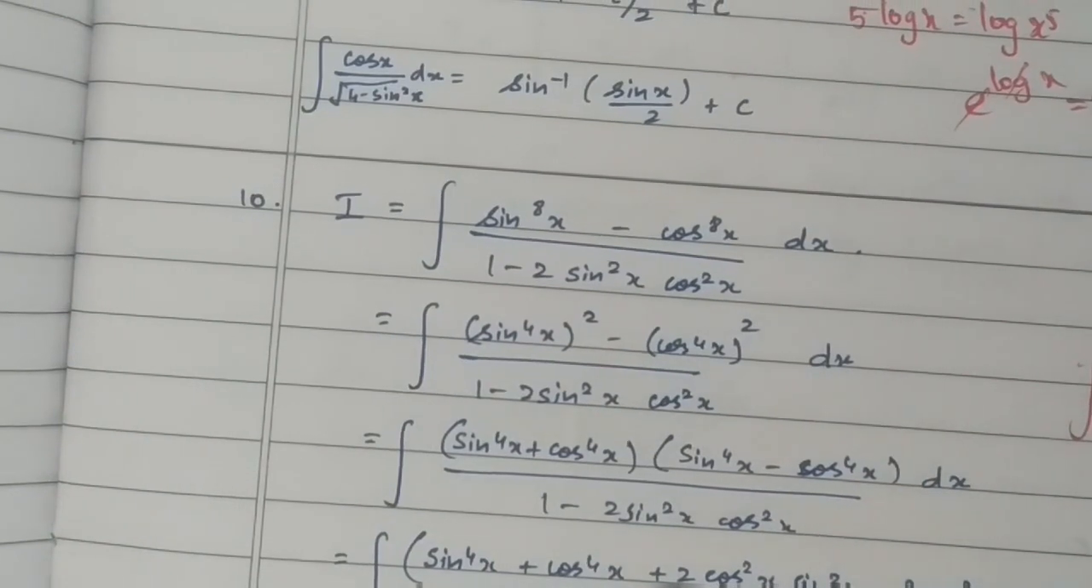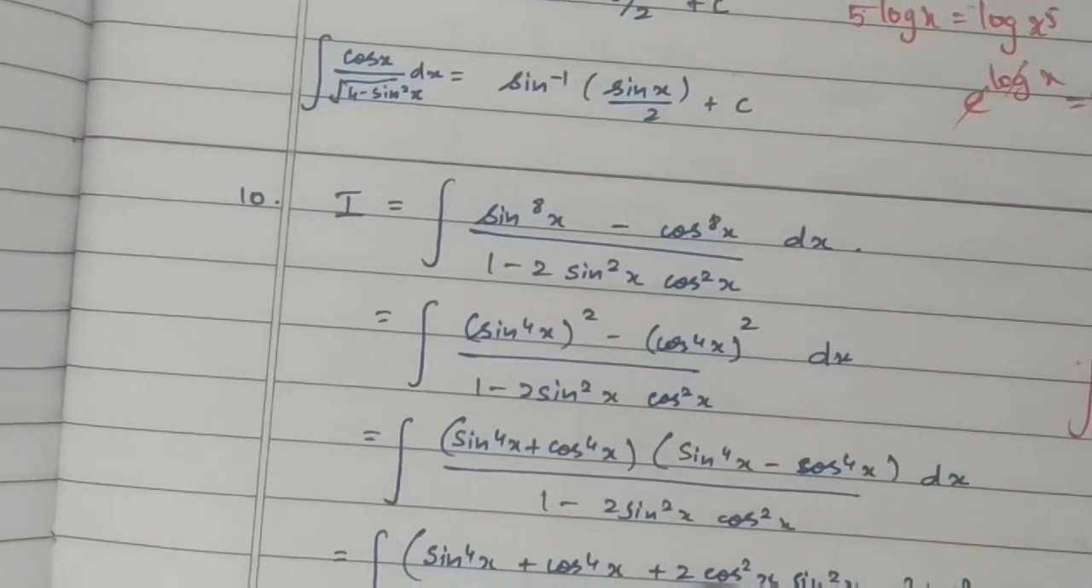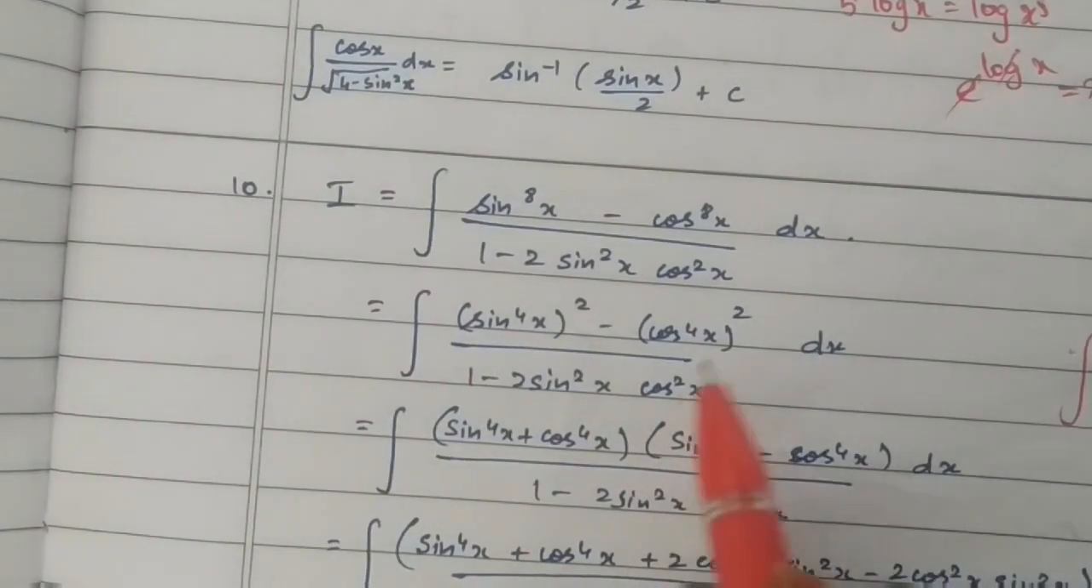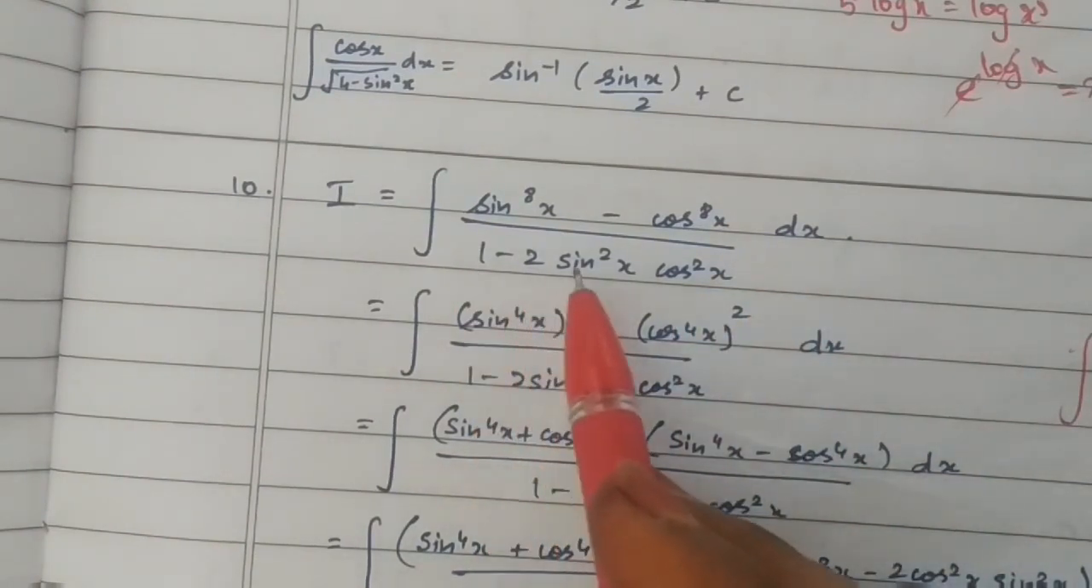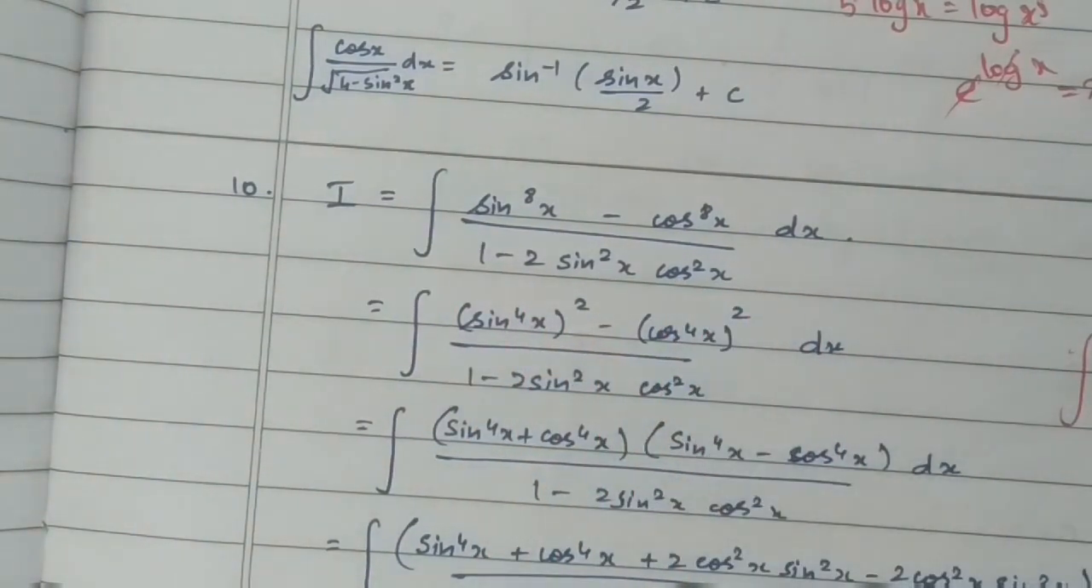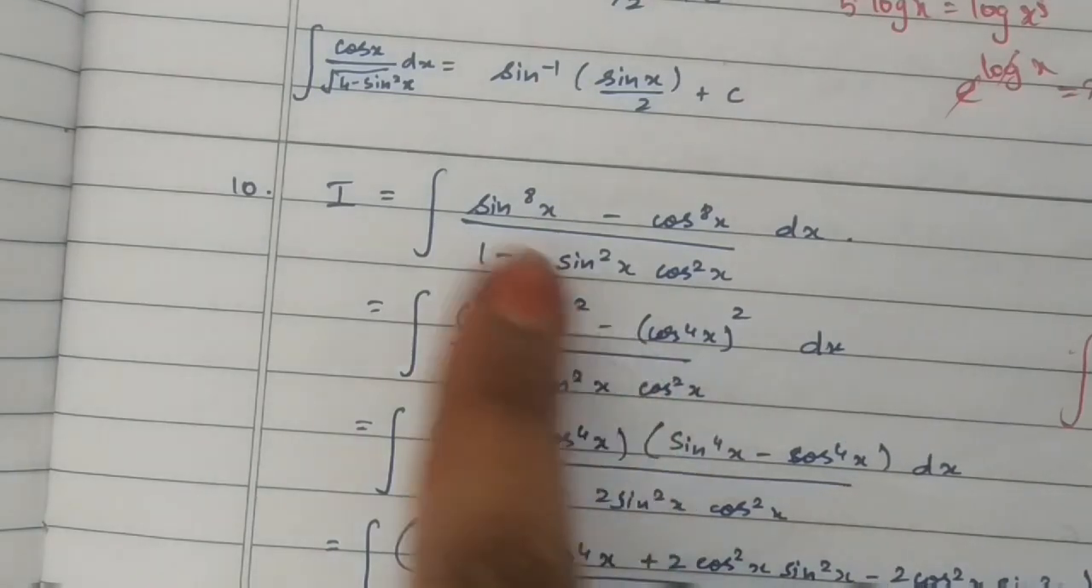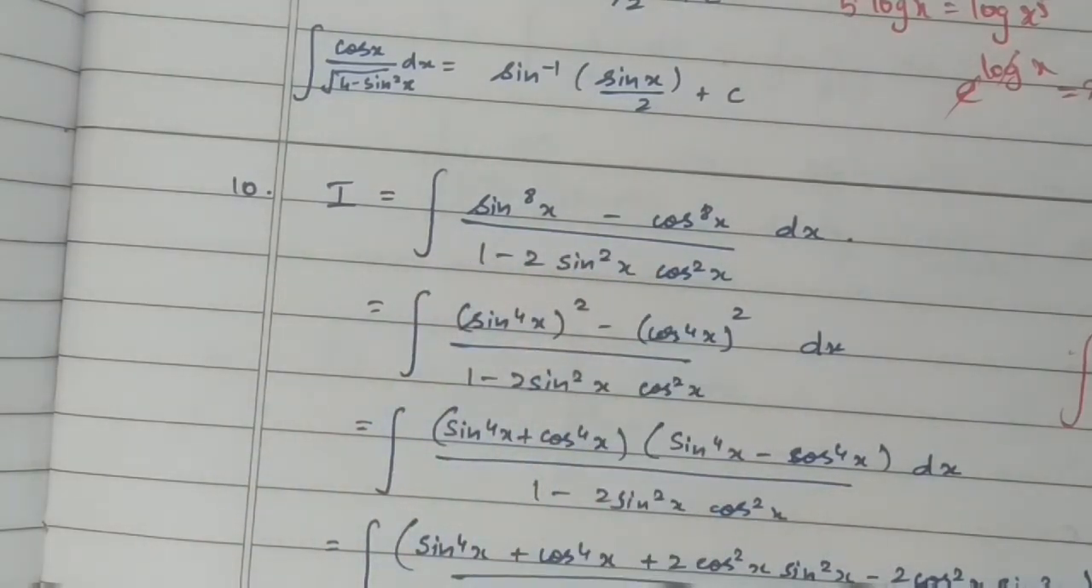I equal to integral of (sin power 8x minus cos power 8x) into dx divided by 1 minus 2 sin squared x cos squared x. By seeing the sum, don't panic. It's very easy. Now sin power 8x, you can write it as (sin power 4x) the whole square minus, you are going to write the numerator in terms of a square minus b square.